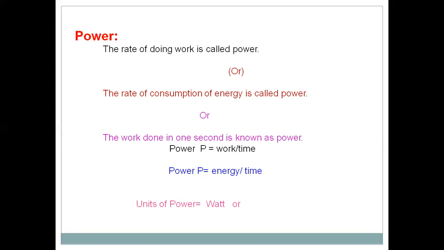What is the name of the scientist who did a number of experiments on power? And of course, the energy unit is joule and the time unit is second, so joule per second is also a unit of power. So we may use joule per second as a unit for the power.